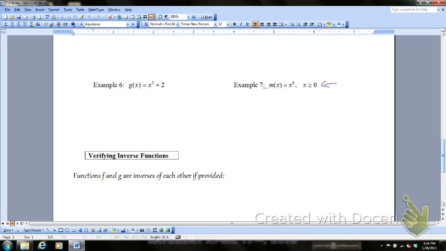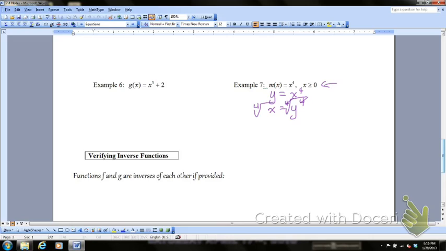So remember, the first thing we do is replace the function notation with y. y equals x to the 4th. Then we swap the place of the x and y. x equals y to the 4th. And then remember, to undo a power, we have to use a root. So to undo the 4th power, we're going to take the 4th root on each side. Those two things will cancel.